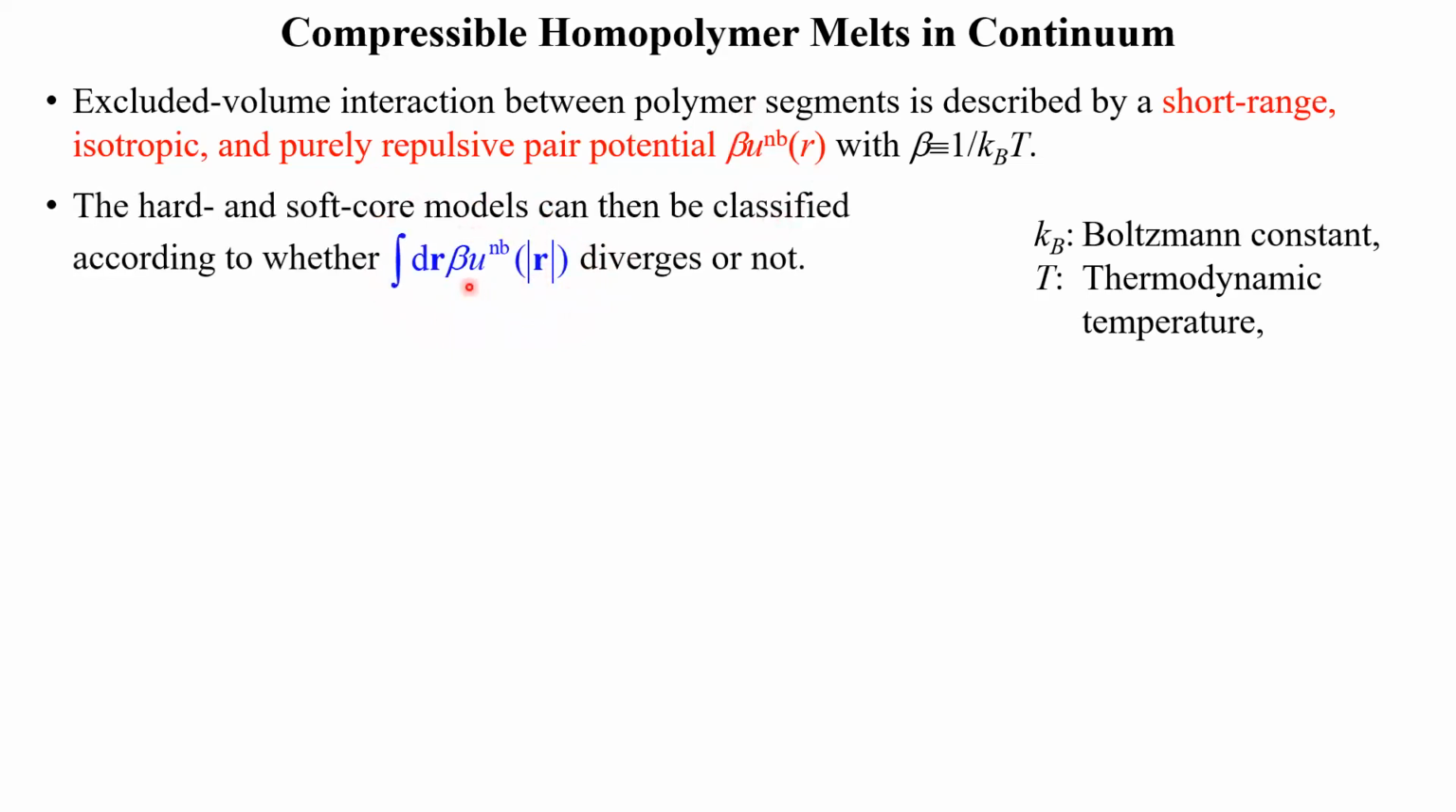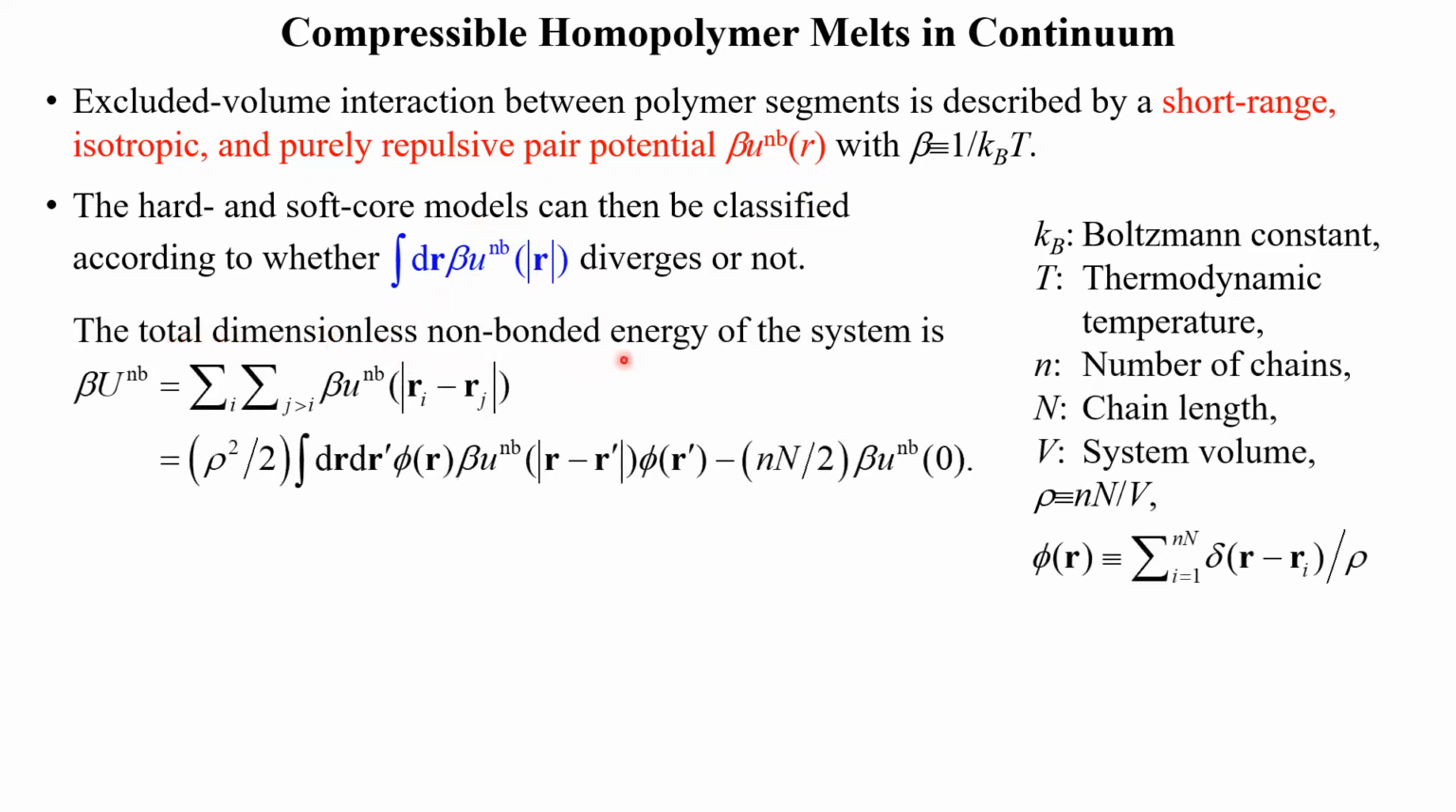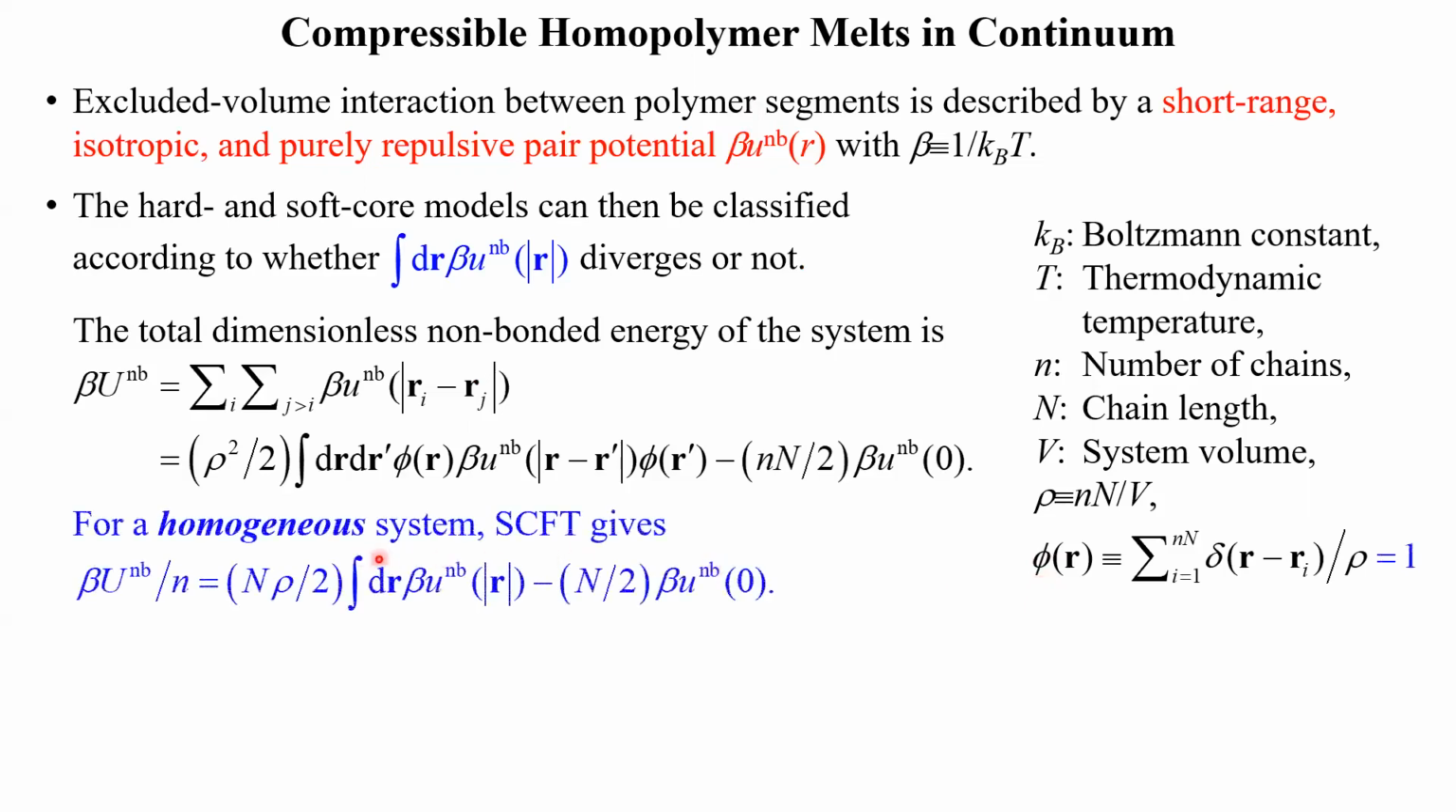This can be seen by writing the total dimensionless non-bonded energy βU_nb for a system of n chains, each having N segments in volume V, under the commonly used pairwise additivity as this expression, where ρ is the average segment number density and φ(r) the normalized segment number density or volume fraction at spatial position r. For a homogeneous system, the widely used self-consistent field theory then gives the non-bonded energy per chain as this, which must diverge if this integral diverges. In other words, self-consistent field theory applies only to softcore models where this integral is finite.